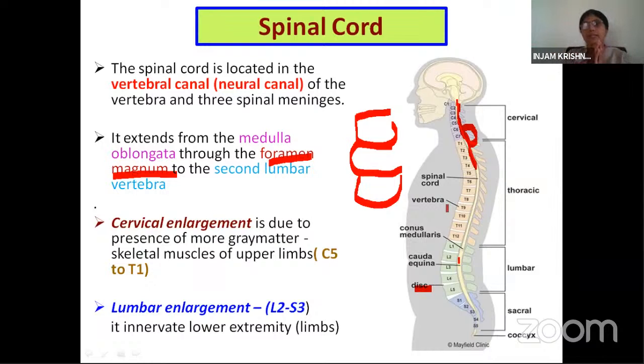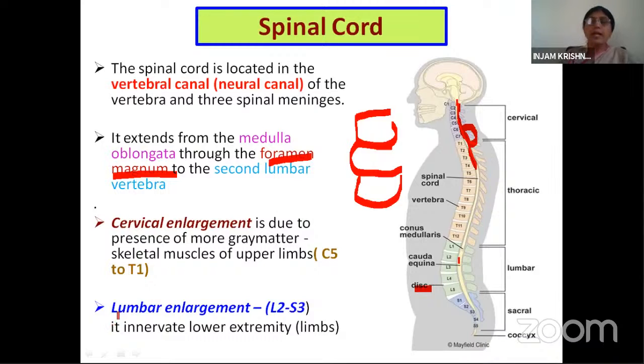That gray matter has to send the nerve fibers to our upper limbs. For example, our hands. For us, upper limbs means hands. So our hands are associated with the spinal cord. Where is it? C5 to T1. So that's why the gray matter is more than normal there. That's why it has the enlargement. Are you following me? Yes.